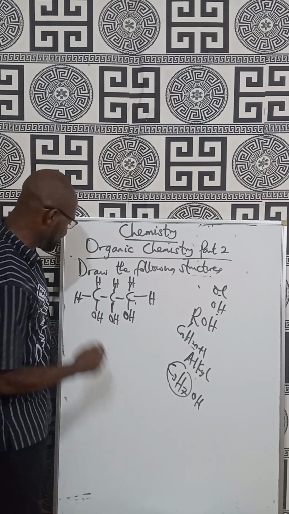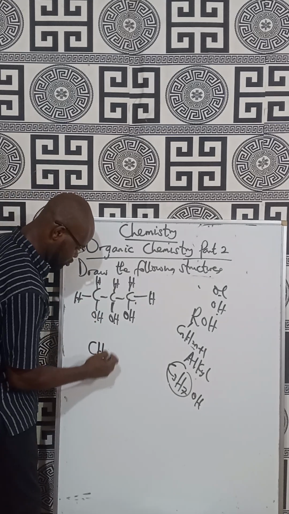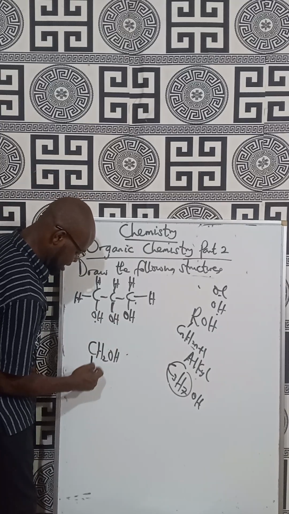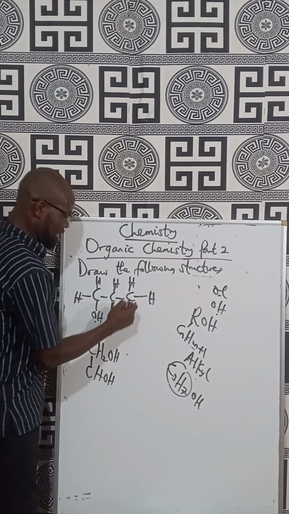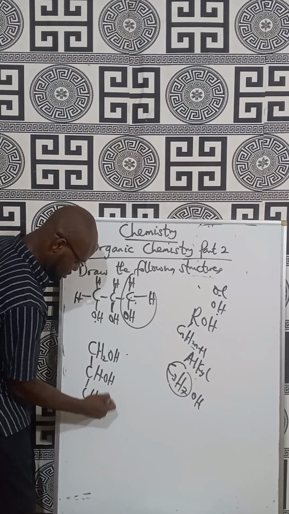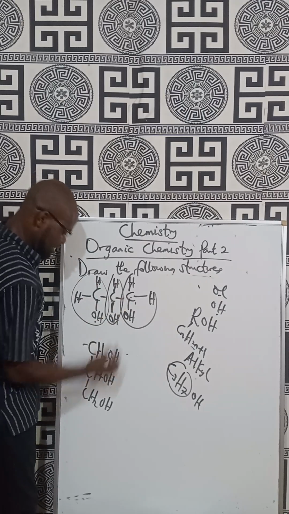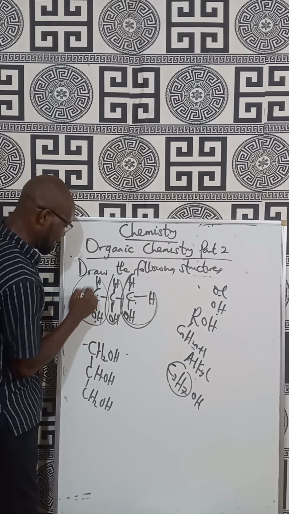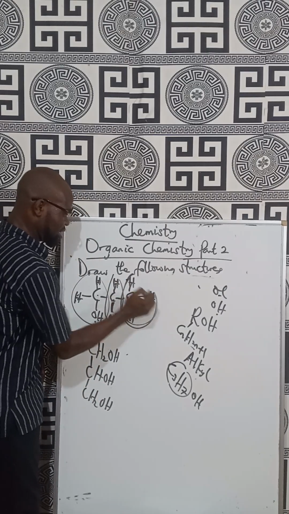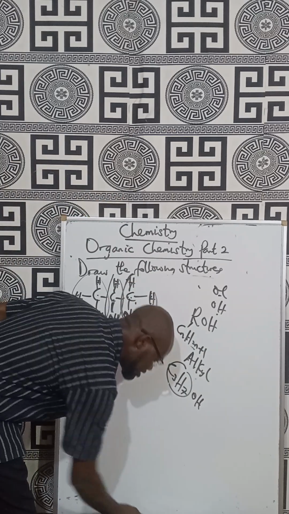I can also write it this way: CH2OH, CHOH, CH2OH. We have CH2OH here, then CHOH here, then another CH2OH. So that's the structure. So the last one is what?